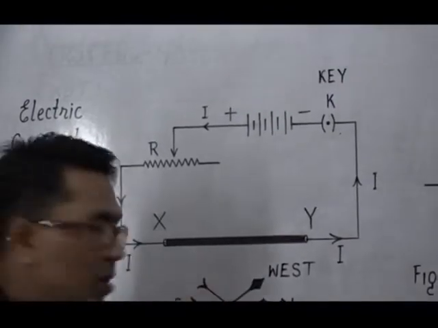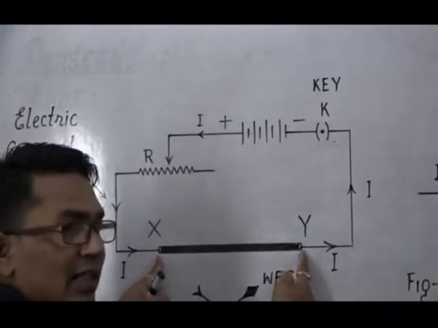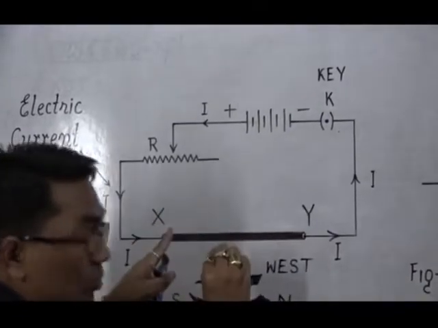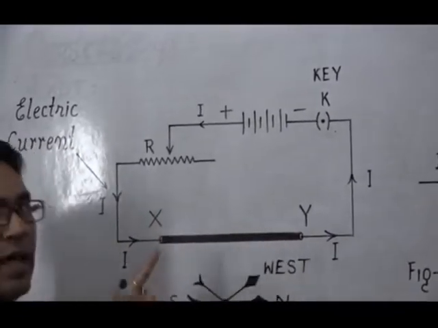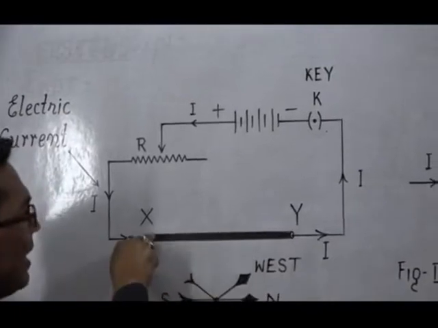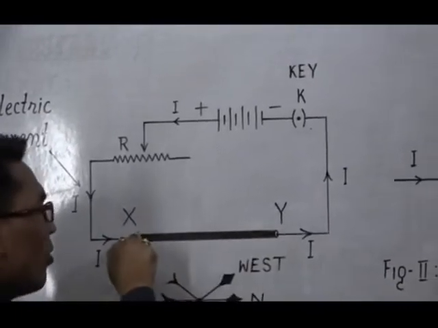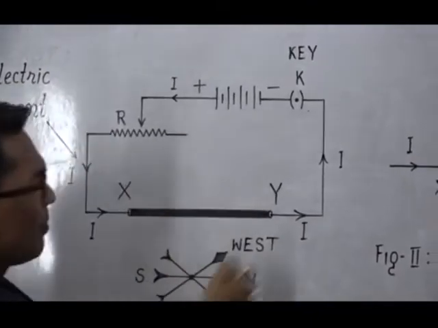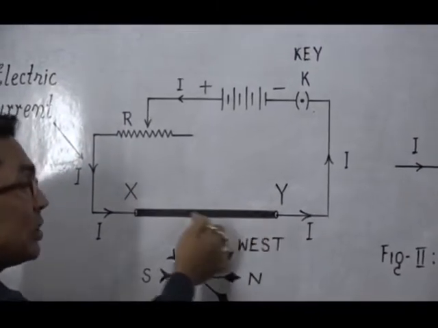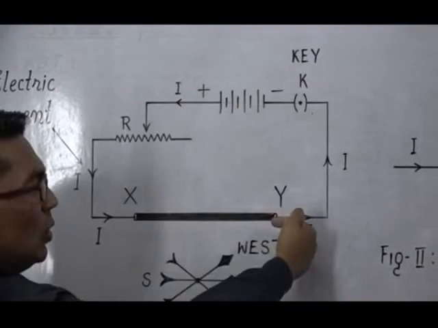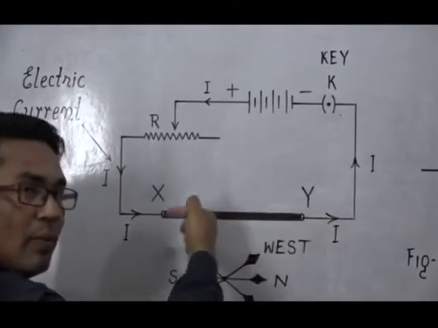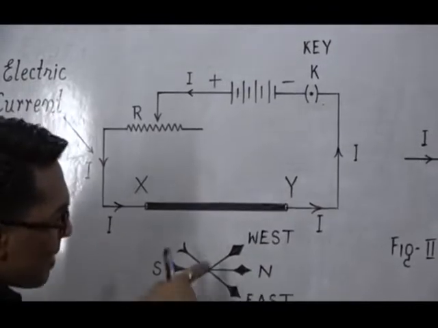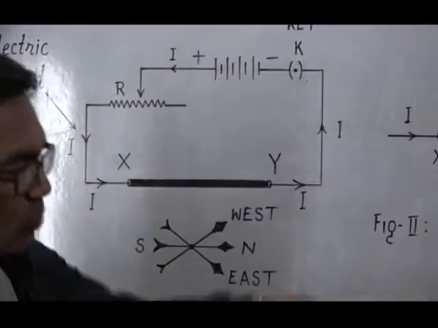Focus on the conductor X Y. The current flows from X to Y, south to north, and depending on the battery plus and minus, from north to south. Then the magnetic needle reacts accordingly near the conductor.